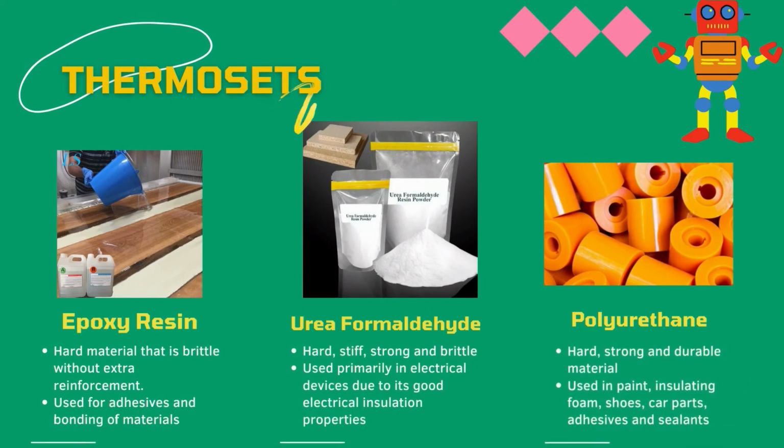Meanwhile, thermosetting polymers are used to make epoxy resin. It is a hard material that is brittle without extra reinforcement. We use epoxy resin for adhesives and bonding of materials. Next, there is also urea formaldehyde. It is a hard, stiff, strong and brittle material used primarily in electrical devices due to its good electrical insulation properties. Last but not least, polyurethane. It is a hard, strong and durable material that is used in paint, insulating foam, shoes, car parts, adhesives and sealants.